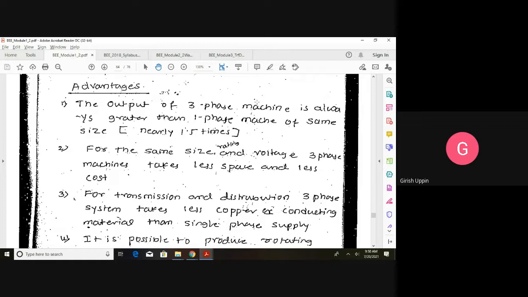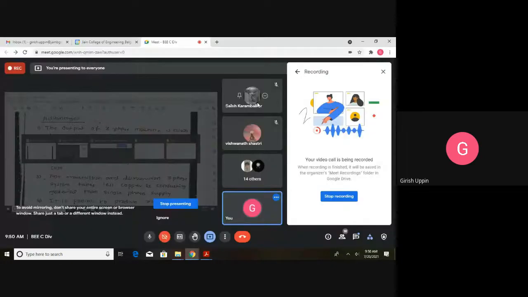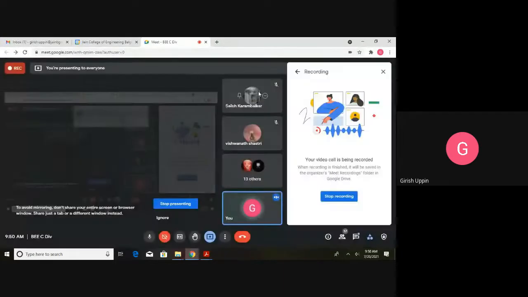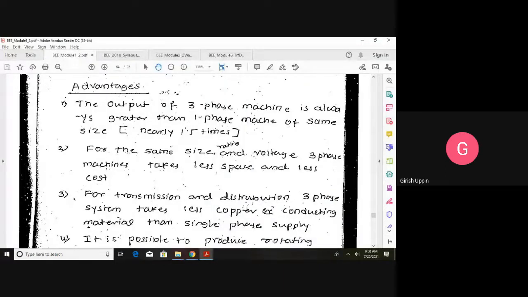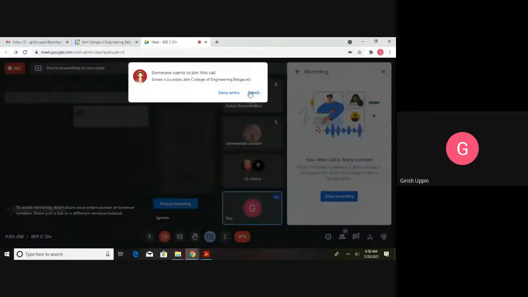For the same size, rating and voltage, a three-phase machine takes less space and is less costly. For the same size, same rating, everything the same, if you try to build a single-phase machine, it will take more space compared to the three-phase machine.